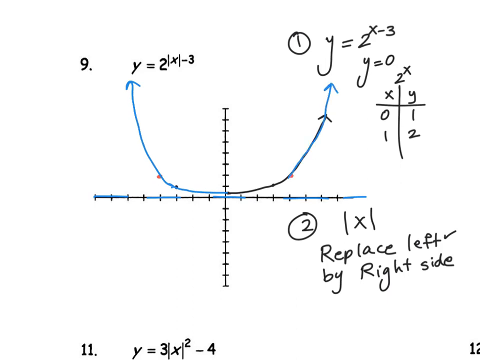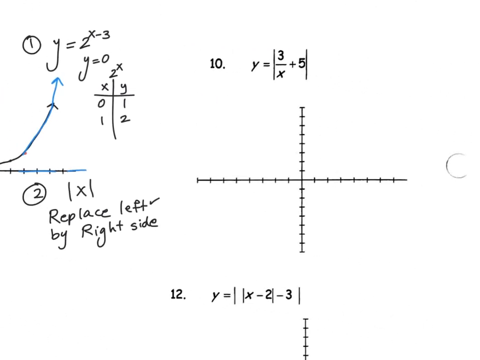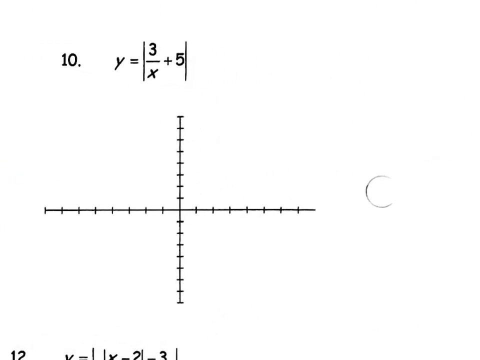There you go. So remember, when you're given something like that, first of all, you take care of the transformed function, and then you take care of the absolute value in that order. So let's move on to number 10. I'm going to tell you what the steps are, and I would like you to pause the video and try to sketch it on your own, and then play the video again to test whether you understand the concept or not. So the first step is to graph the transformed form, which is 3 over x plus 5. That's your first step. And then your second step is to take care of the absolute value.